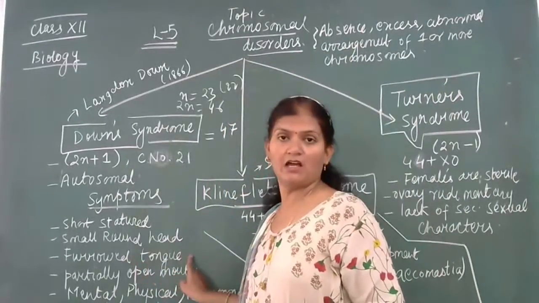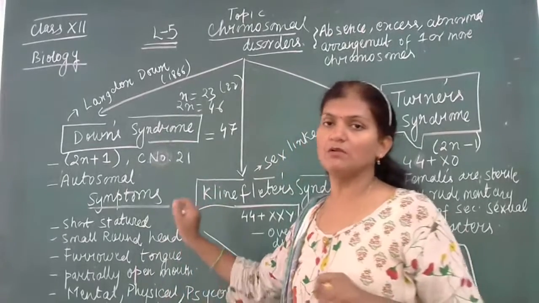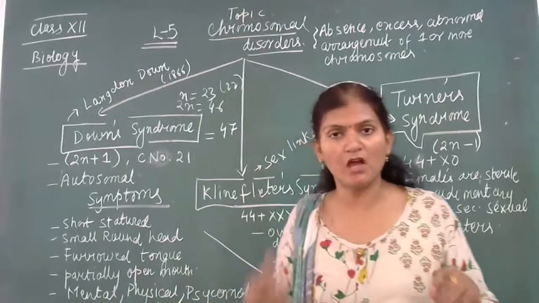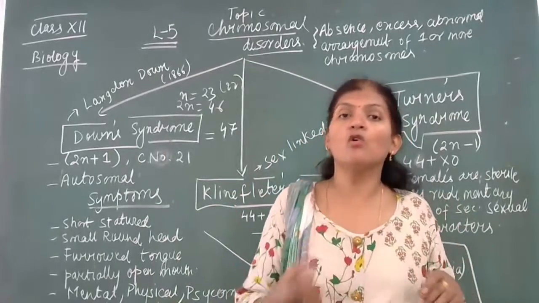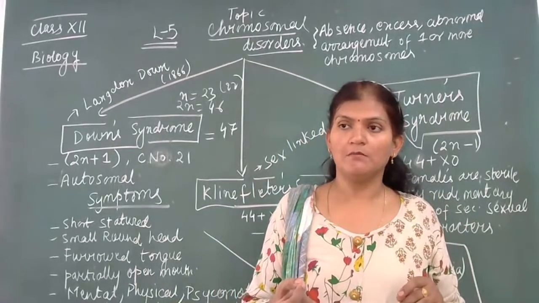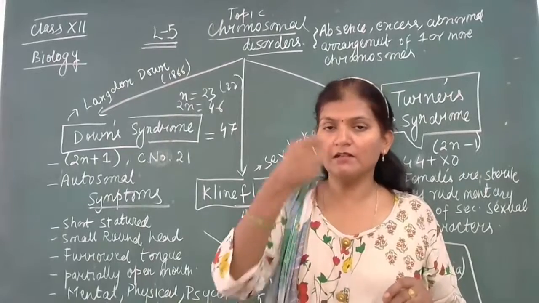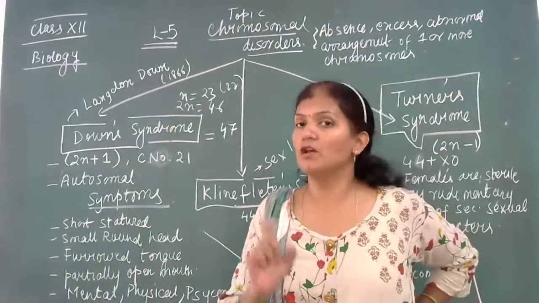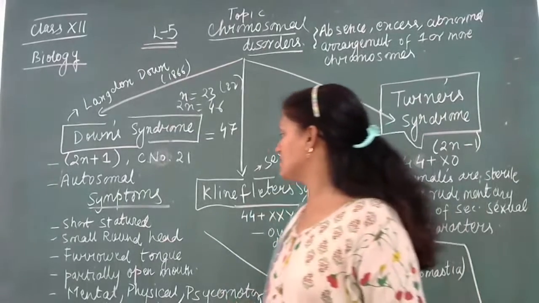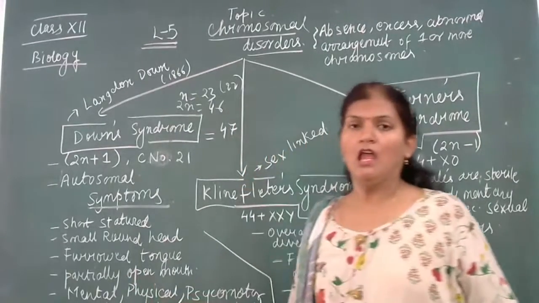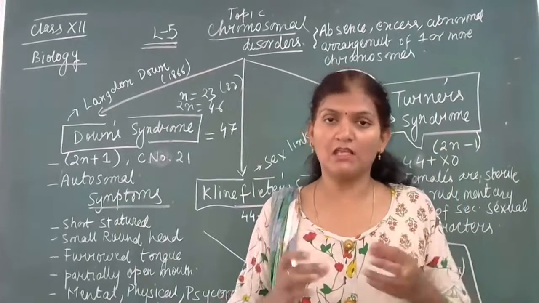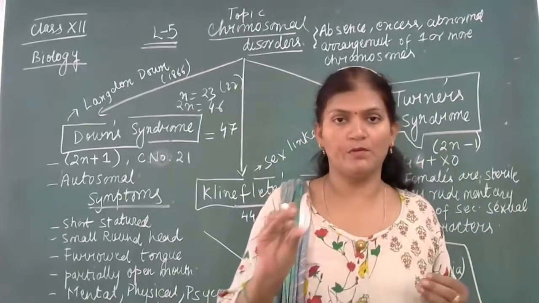Then furrowed tongue. Now these particular children who are suffering from Down syndrome, they have a furrowed tongue. Means a small furrow is near the tip region, that goes slightly back. So furrowed tongue they have. Next is partially open mouth. Every time if you see, most of the time these type of children keep their mouth slightly open.